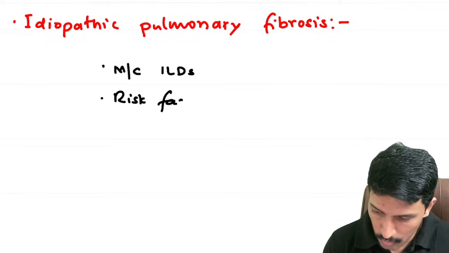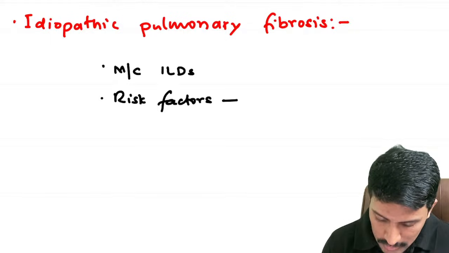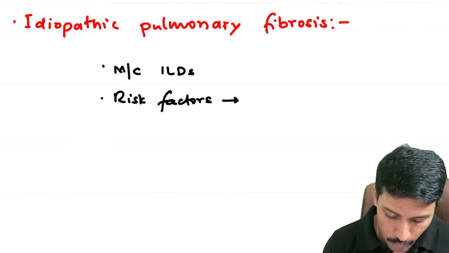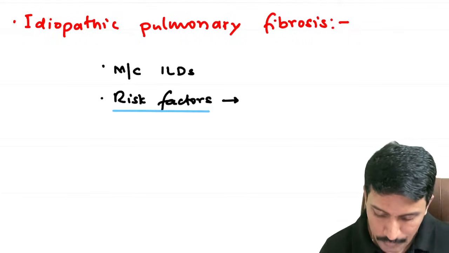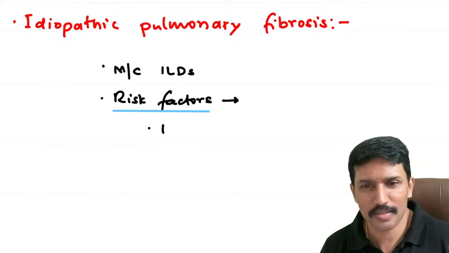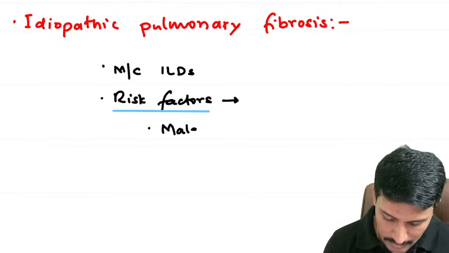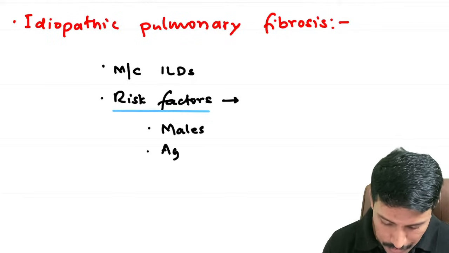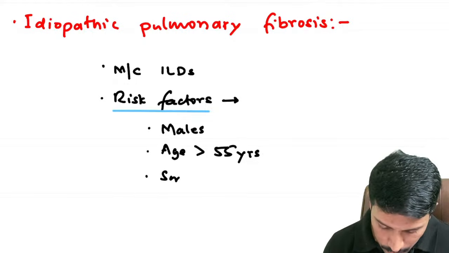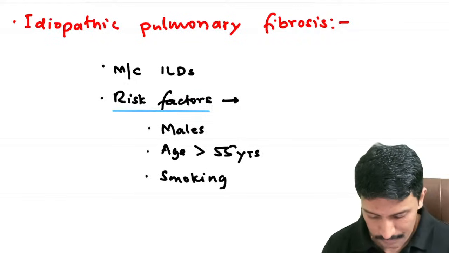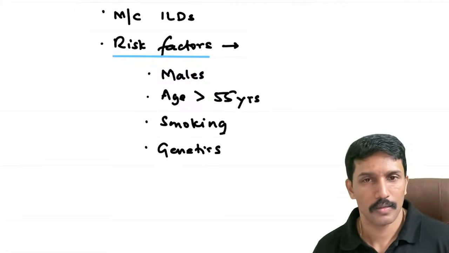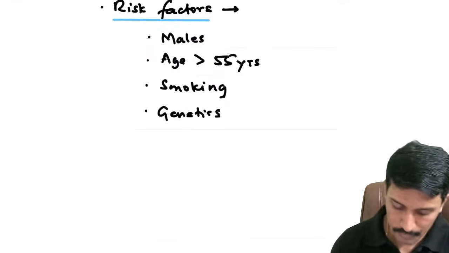So then comes the question, what are the risk factors for someone developing idiopathic pulmonary fibrosis? Pay attention, I'm going to make it easier for you to recreate this answer in the prof exam. The risk factors are, we are cursed. Being male is cursed. So males are at increased risk. Age more than 55 years increases the risk, and smoking increases the risk. Apart from that, yes, genetics. Okay, remember these risk factors.